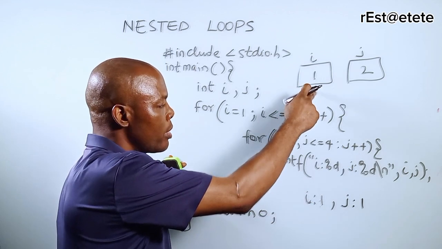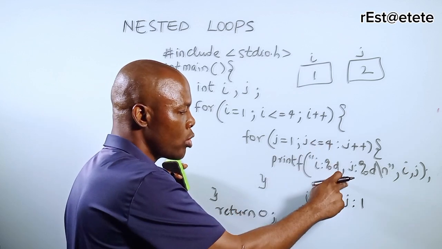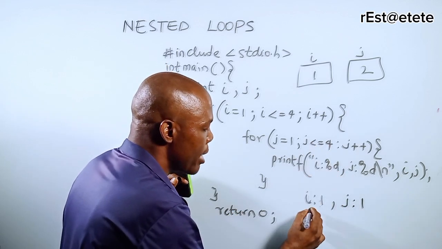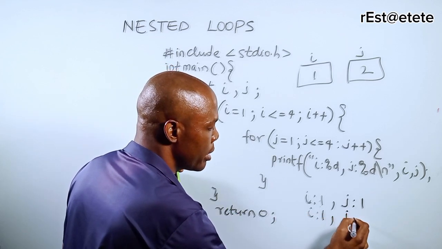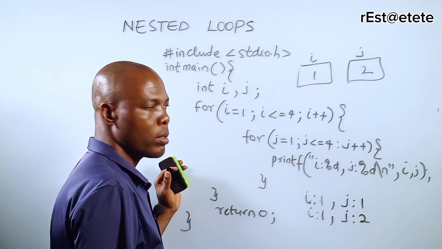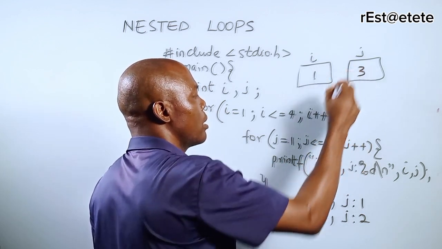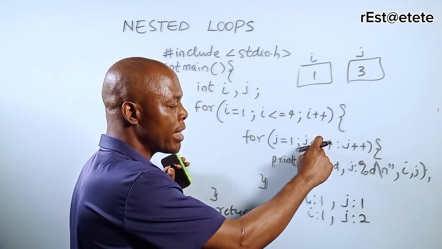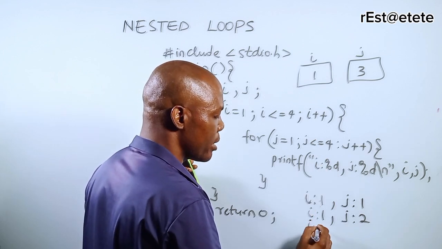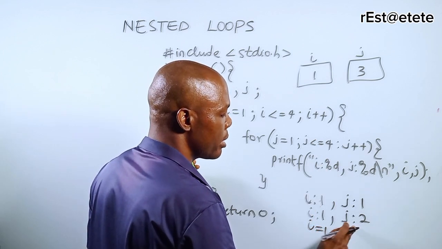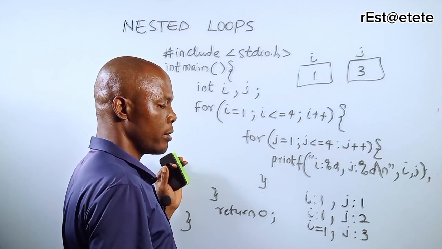I will still remain 1. Then it will check the condition. 2 is less than or equals to 4. That is true. It will come in here and it will print I, 1, J, 2. Then it will increment J to what? To 3. Then it will check the condition. 3 less than or equals to 4. That is true. It will go in, it will print I, 1, J, 3. It will do this.